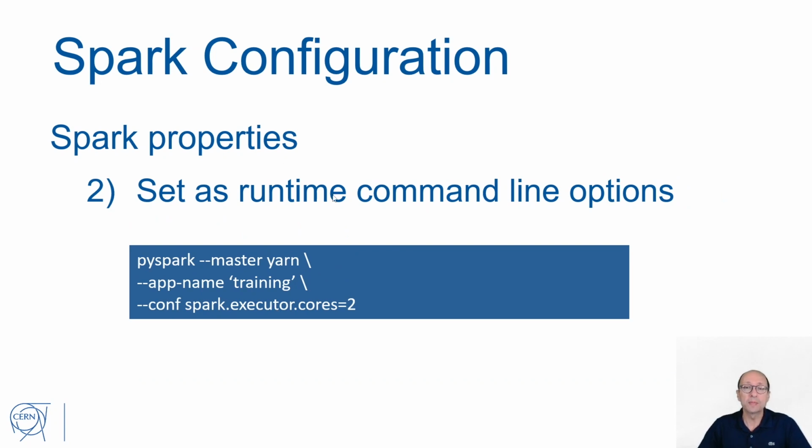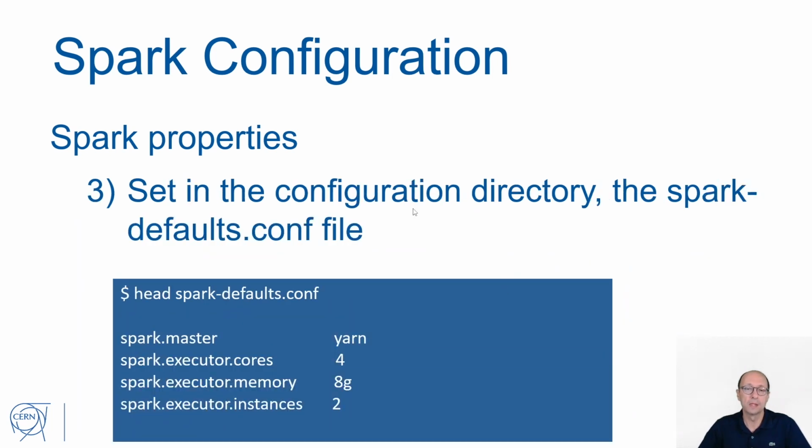Spark properties can also be specified at the runtime as command line options. This is typically done with Spark submit, or for example, if we are using PySpark, we can specify --master yarn, --app name, --conf, and all the configurations that we want to set. Spark properties, as mentioned earlier on, can be set in a spark-defaults.conf file. You can see there is a configuration file already that comes with the Spark package, where you can see some examples. It's simply configuration name and then value.